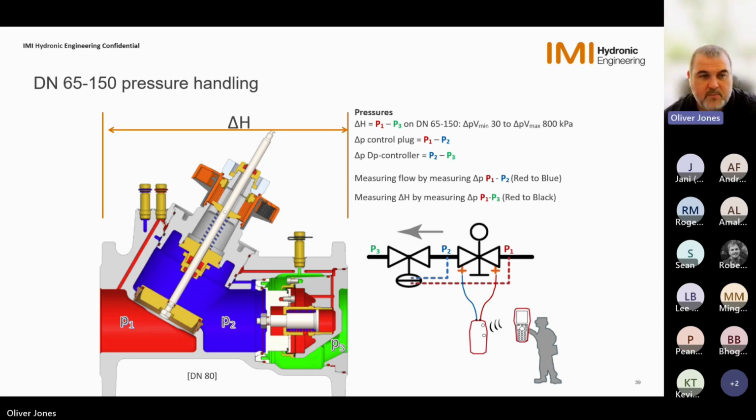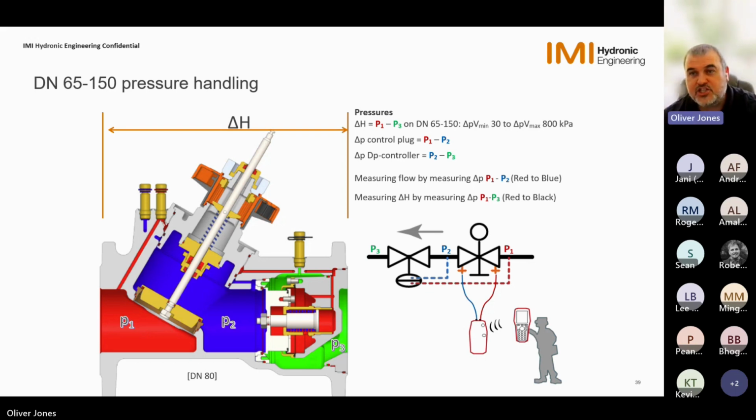Again, we have our control plug, our P1 and P2 pressures. So our P2 is controlling against our incoming pressure, and the P3 pressure, which is on the back face of our DP controller, is going to move the DP controller between P2 and P3 to remain constant across the control plug to allow us to deliver a flow at a specific setting. And exactly the same as the others, we measure across our red and blue high pressure, low pressure test points, our P1 and P2, and that will give us our calculated flow based on the differential pressure across the control plug itself.